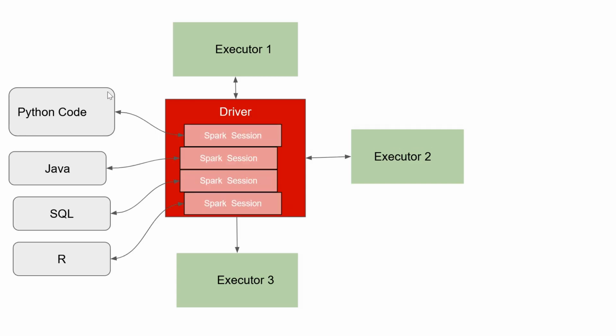You can have an application written in Python, Java, SQL or R, and Spark has an API written for each specific language. If you are writing Python code, there is a Spark API available by which you can invoke a Spark session. There is a specific Spark API available for Java, for SQL, and for R. So when you write an application in any of these programming languages, you can call a Spark session and start interacting with the Spark driver.